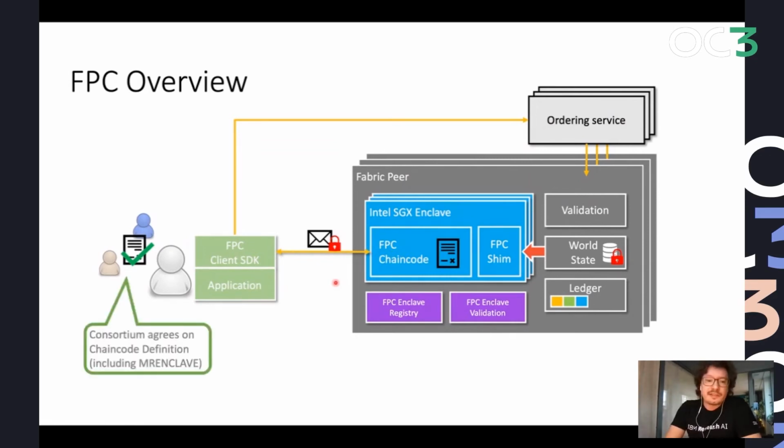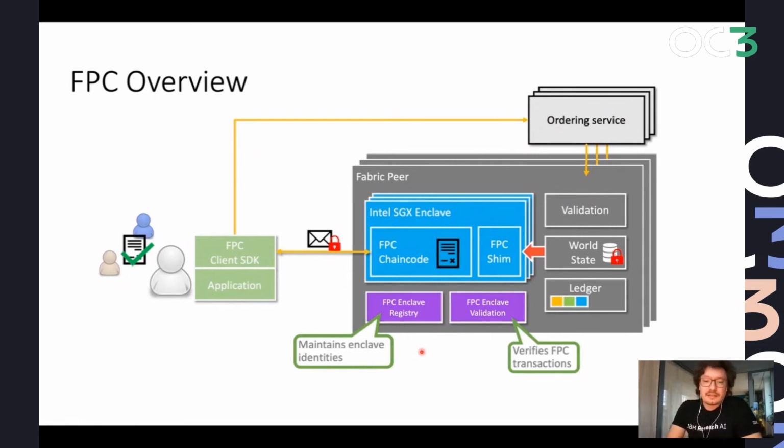What we also need to do is embed the information about what our intended chaincode is. So in SGX, we have that concept of a hash over all the code and data running inside the enclave called MR enclave. And what we're doing here is that we integrate this in a so-called chaincode definition, which has to be agreed by the consortium, by the users of that chaincode, before we're actually launching and spawning our enclaves.